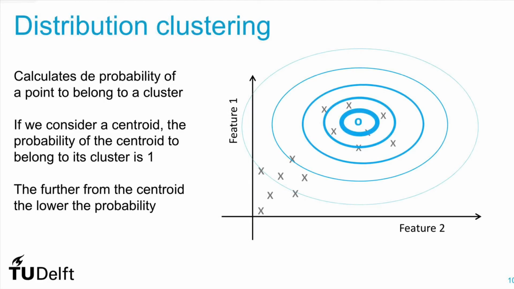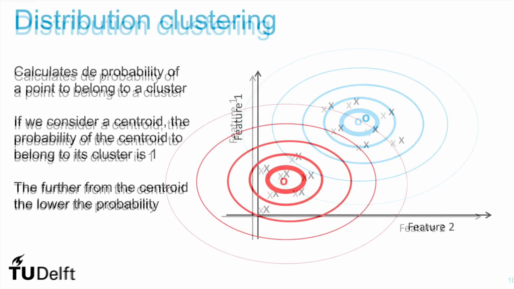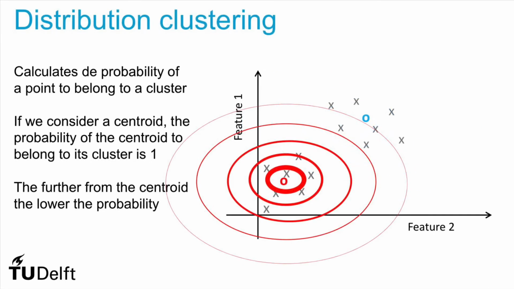So here you see just an example. When you are near the center of that cluster, the probability is very high. The farther away you are, the lower it gets. Then in red, you see a similar curve for another cluster. So again, the closer you are to the centroid, the higher the probability that the point will belong to the red cluster. The farther away you are, the lower the probability.